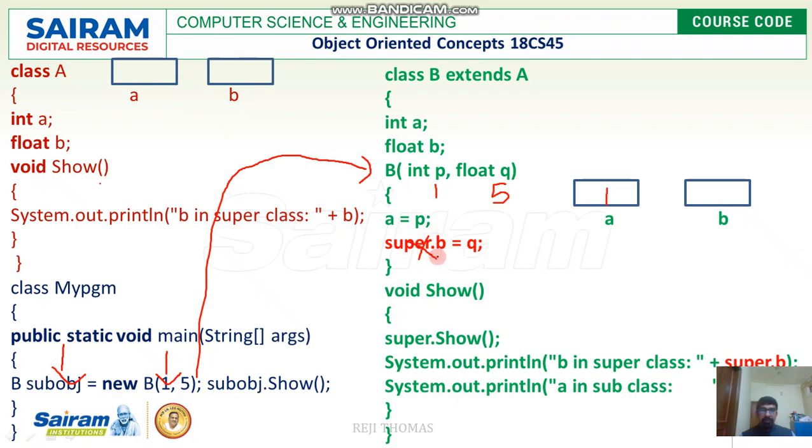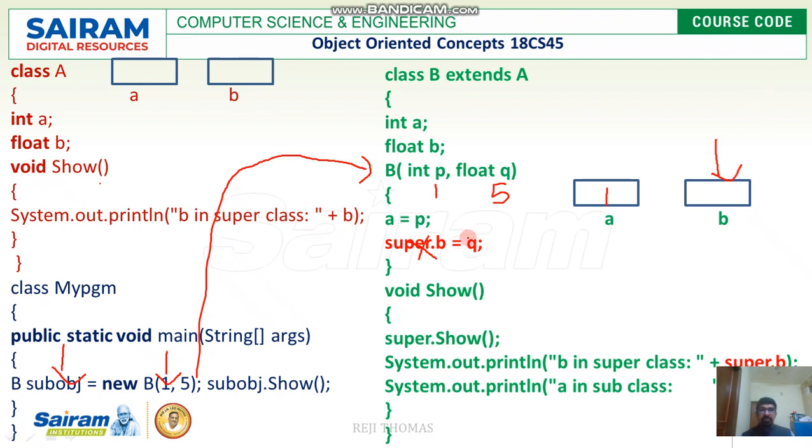When I write B is equal to Q, what happened? This B is going to be the B inside the class B. But I'm very specific. I don't want this B to be assigned the value Q. I want the variable in the superclass to be assigned the value Q. So when I just write B is equal to Q, your system will get confused because there are two B's. One is in the superclass, the other one is in the subclass.